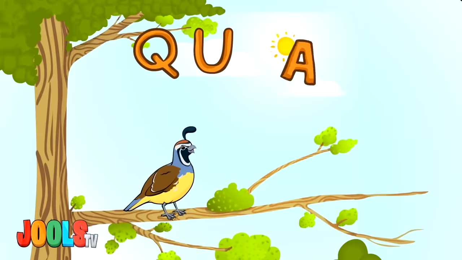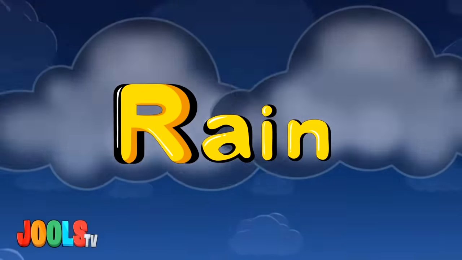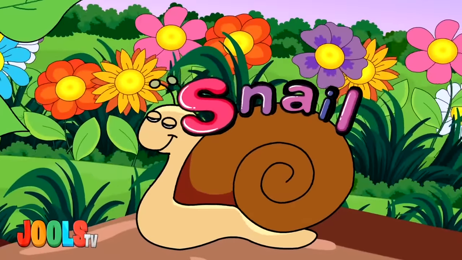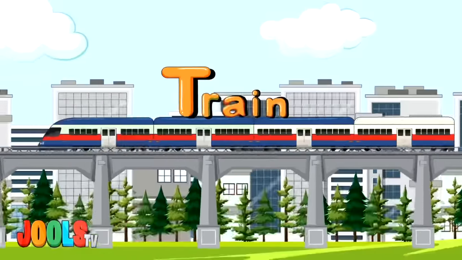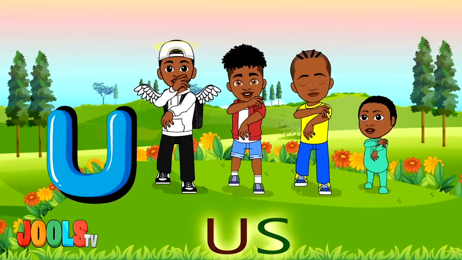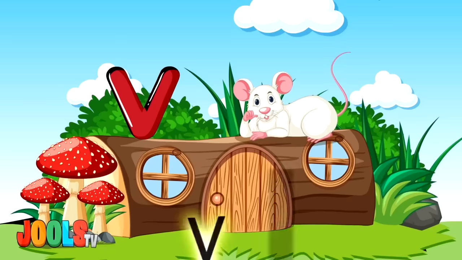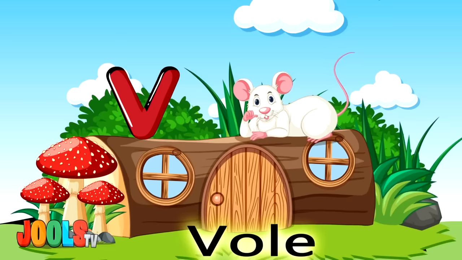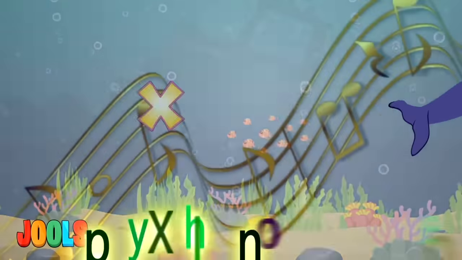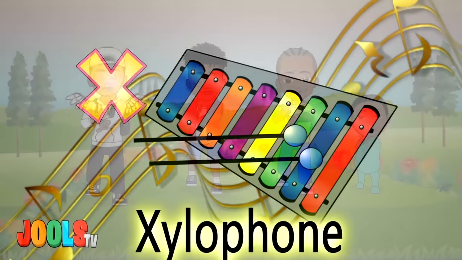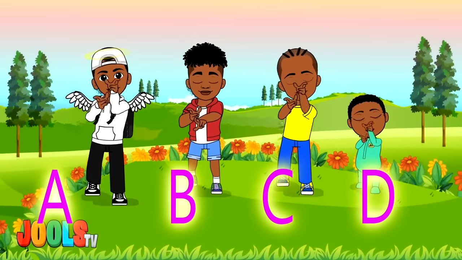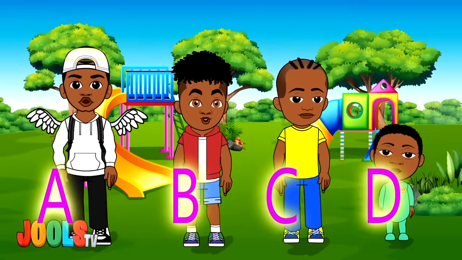Q is for quail. Quail. R is for rain. Rain. S is for snail. Snail. And T is for train. Train. U is for us. Us. And V is for vine. Vine. W for whale. Whale. And X for xylophone. Learning all our ABCs. ABC, we'll break them down from A to Z.